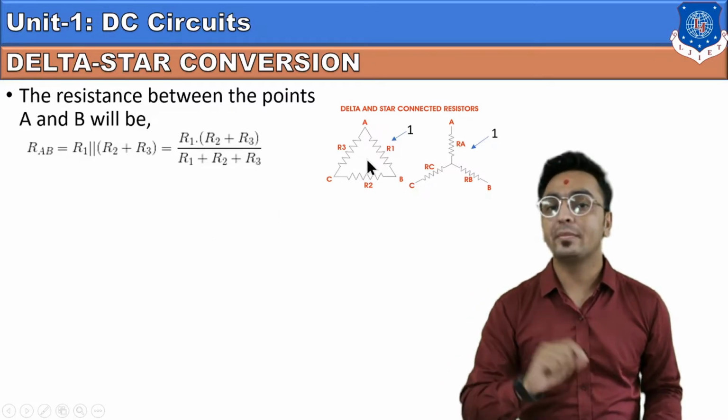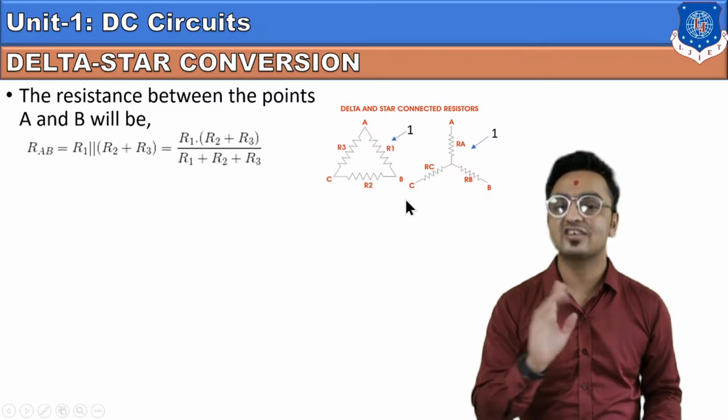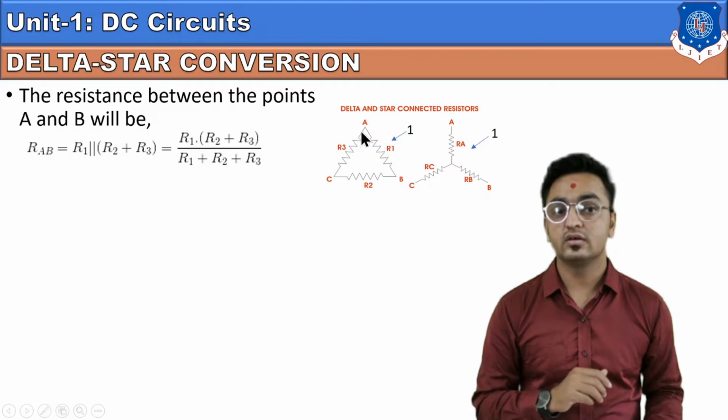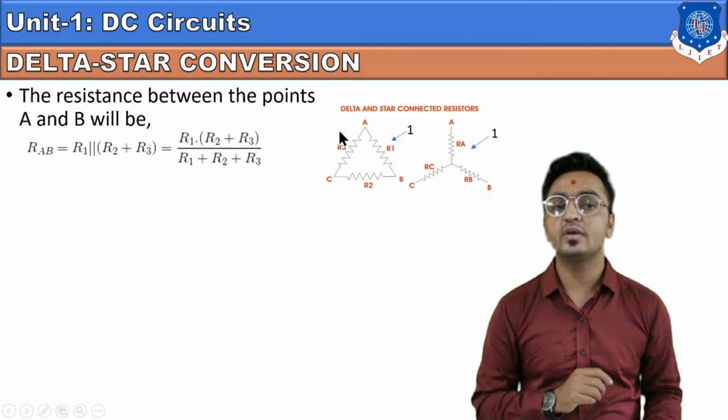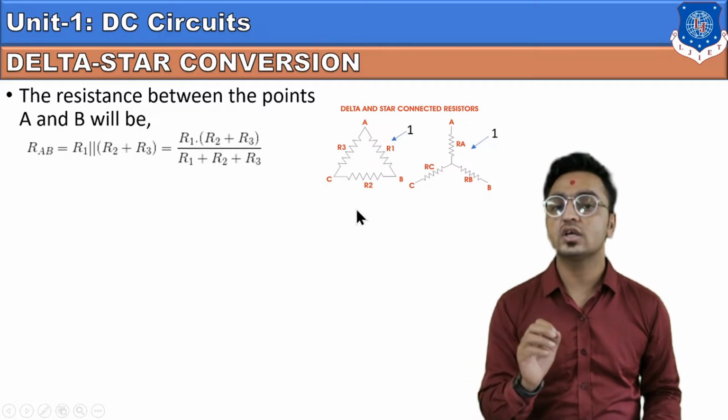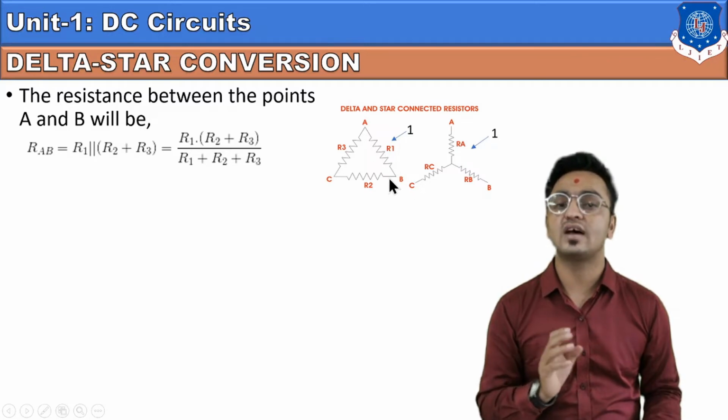And if we measure the resistance between A and B in this condition, then between A and B, R1 is directly connected, and across A and B, R2 and R3 form a series connection, which is in parallel with this R1.